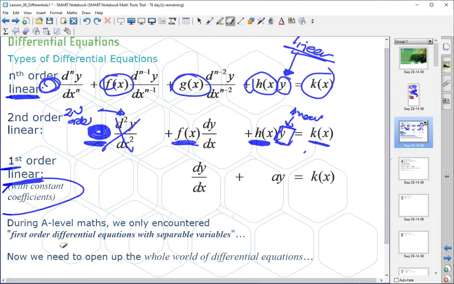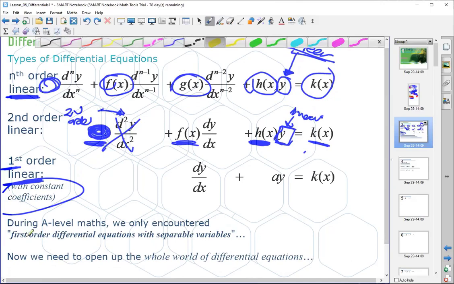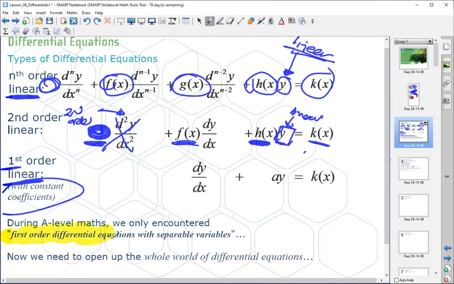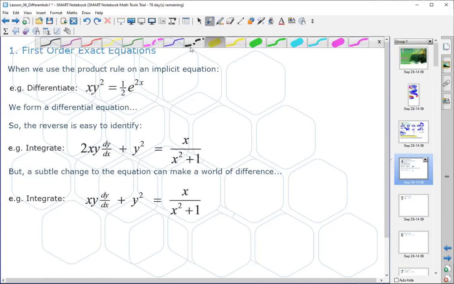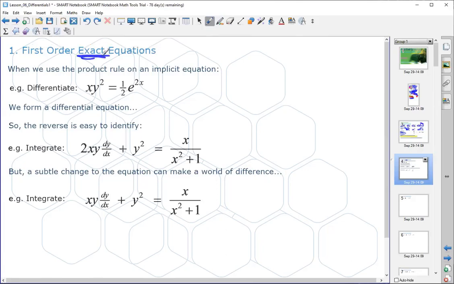So during A-level maths, we only did first order differential equations with separable variables. But now we're going to start opening up the whole world of differential equations, and it's going to get a lot more interesting. It's going to get a lot more exciting. Okay, so the first type of differential equation that we're going to start studying is first order exact equations. And I'll tell you what I mean by an exact equation.